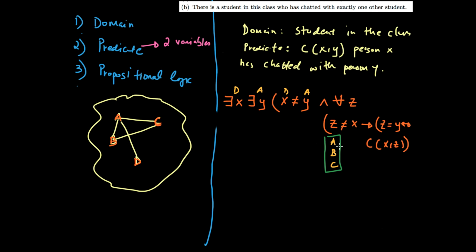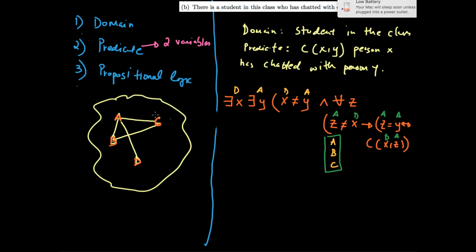Okay, so let's think about this. If z happens to be A, x over here happens to be D. Both are not equal, and if both are not equal, what that tells you is that if z is actually equal to y, if z is equal to y, and y happens to be right now A, if both are equal, then that implies that x is chatting with z, and x is in this case D, and z happens to be in this case A.